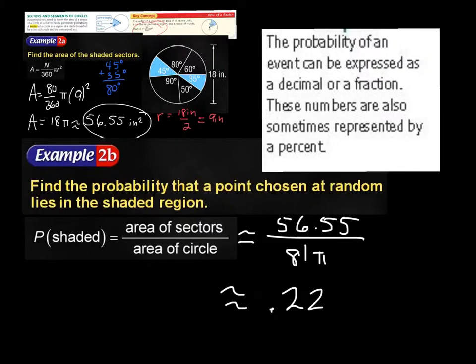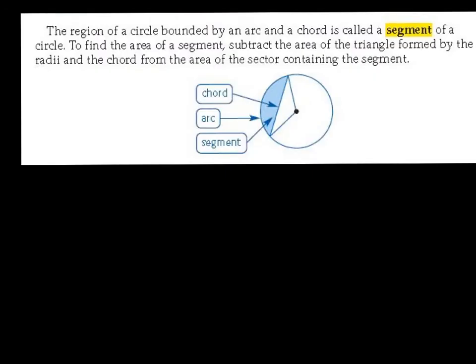Now, unfortunately, our next definition sounds an awful lot like sector. Now we need to look at a segment. The region of a circle bounded by an arc and a chord is called a segment of a circle. To find the area of the segment, subtract the area of the triangle formed by the radii and the chord from the area of the sector containing the segment.